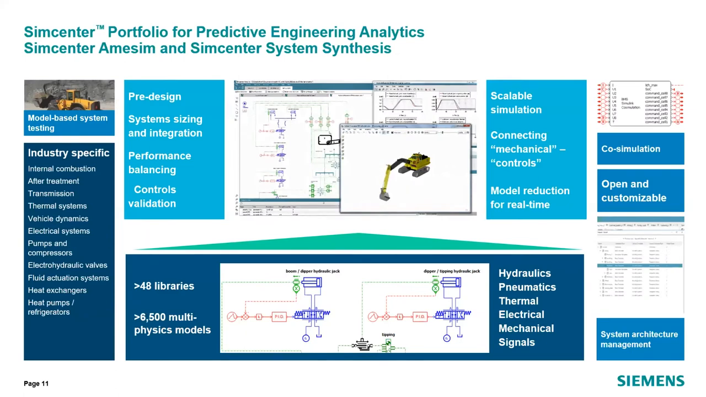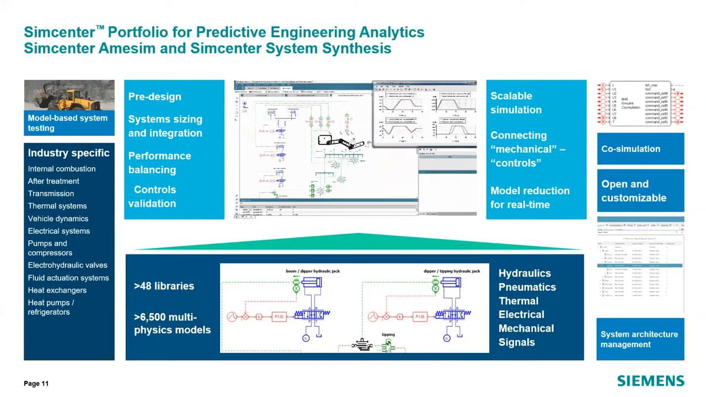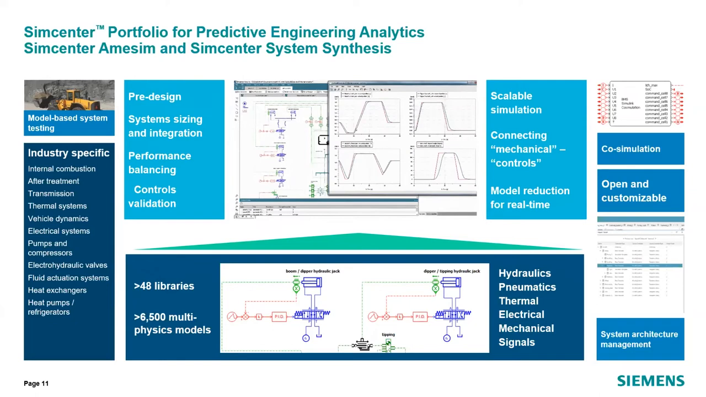Where Amesim is applied in heavy equipment has to do with all of the individual subsystems of your device, whether it's an excavator, heavy truck, or whatnot. This could be the internal combustion engine itself, after-treatment, transmission, thermal systems, vehicle dynamics, including noise, vibration, and harshness, electrical systems, pumps and compressors, hydraulic systems, fluid systems, heat exchangers, air conditioners, cabin comfort, and many, many more.